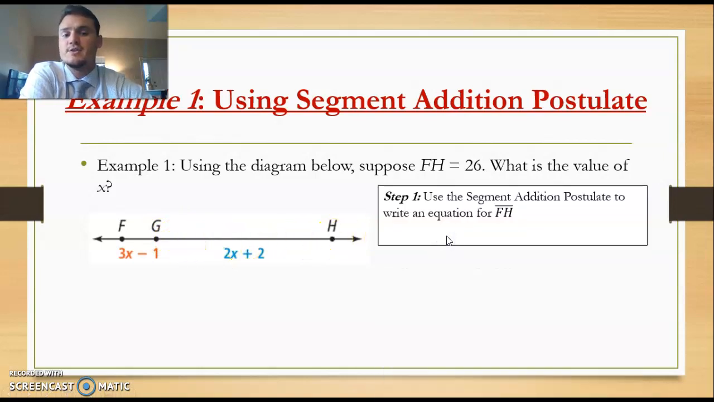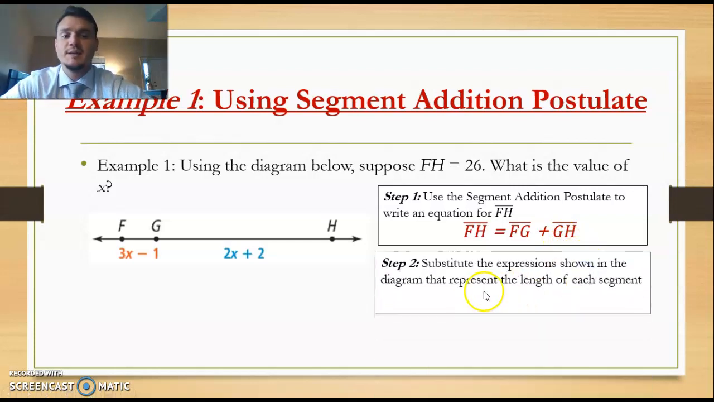So the first thing that you should do is just set up an equation that represents the length of FH. So again, F to H is this whole segment. It's made up of this segment FG and this segment G to H. So if you add these two segments together, they should equal the whole segment FH. So that's the equation that we come up with.